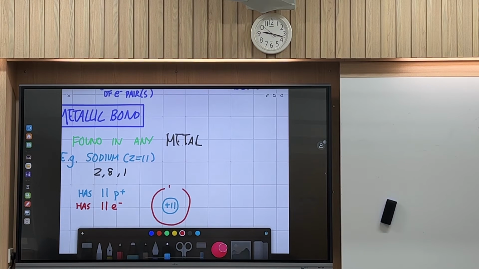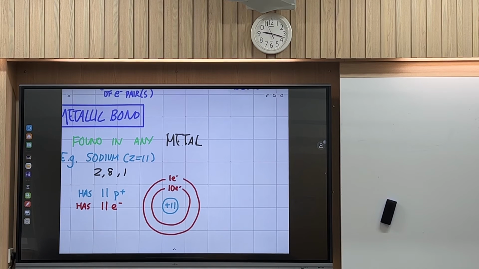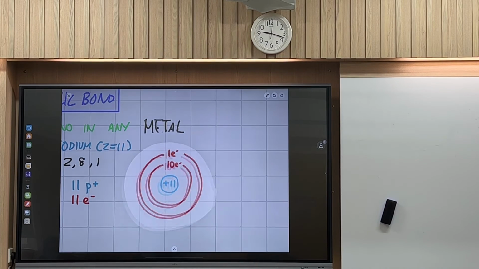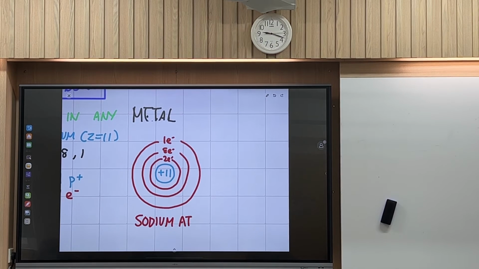And there is another electron on the outside. 10 plus 1 is 11. So this is unstable right now. Okay, so sodium atom is unstable because it currently has only one outer shell electron. Okay, so can you maybe draw one more circle in here? This is 2, this is 8, that is 1. Sodium atom is unstable as the outer shell is not full. Okay, because this is not full. Okay, so not a full outer shell.